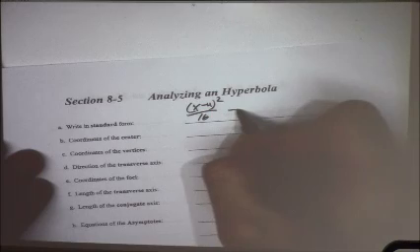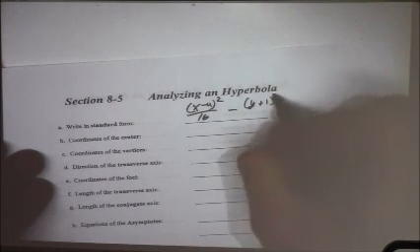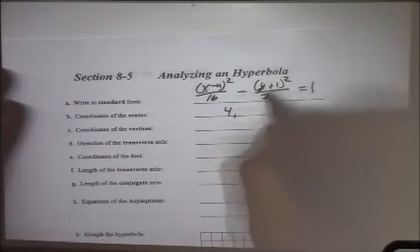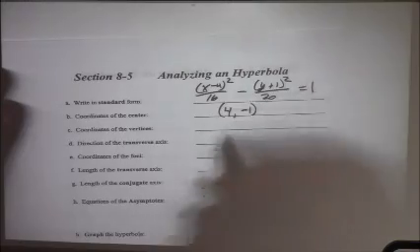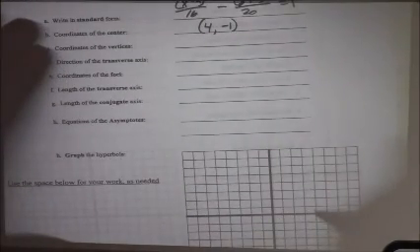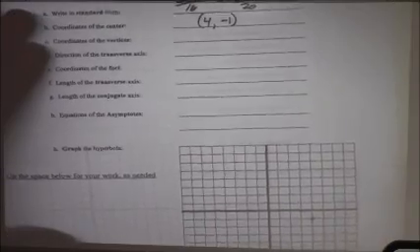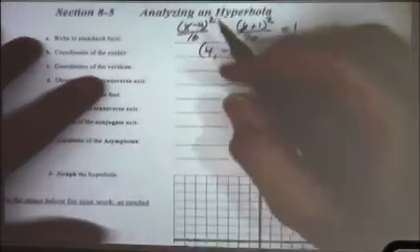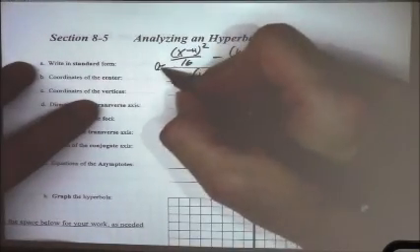(x - 4)² over 16 minus (y + 1)² over 20 is equal to 1. The center will be the opposite sign for the x, the opposite sign for the y. Now let's graph it and find the vertices by using a and b, and the transverse axis. I go to the graphing pretty quickly because that's going to help me. I want to know the vertices. That means I really need to find the transverse axis, and that means I need the a value here.